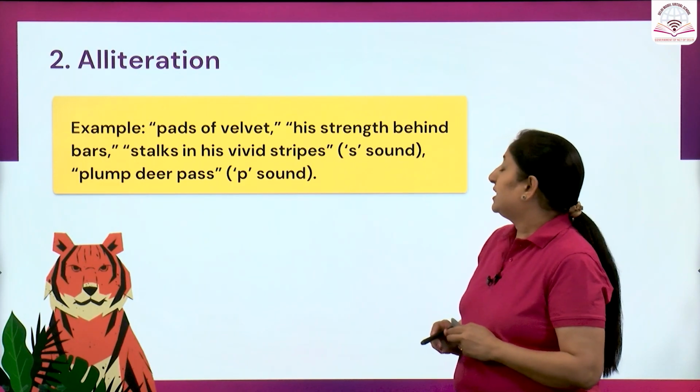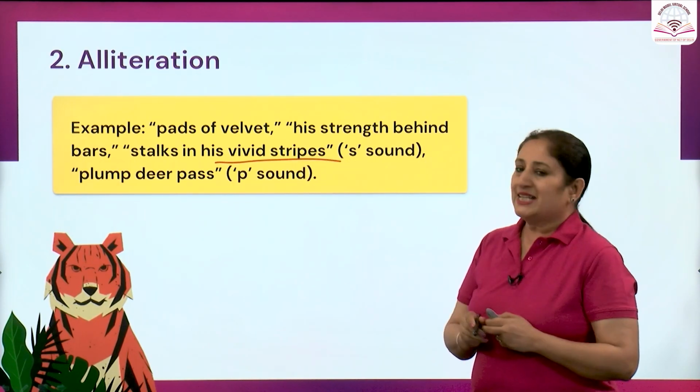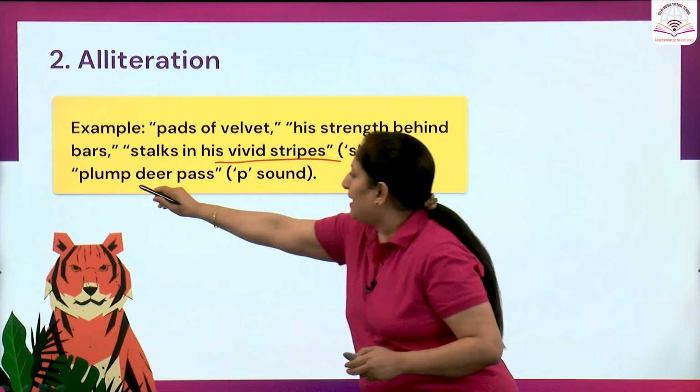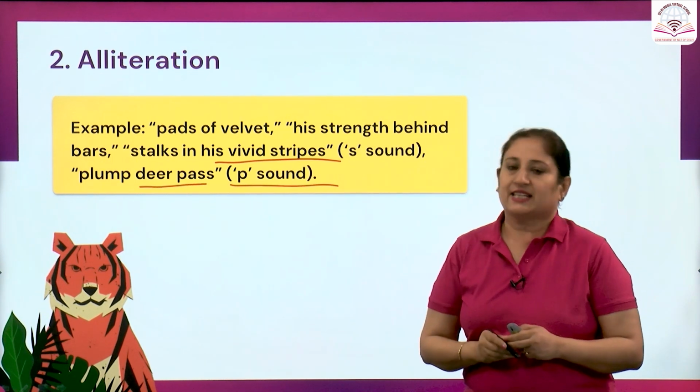Some of the examples of alliteration used in the poem are: "pads of velvet," "his strength behind bars," "stalks in his vivid stripes," where the S sound is repeated, and "plump deer pass," where the P sound is repeated. So this is alliteration.